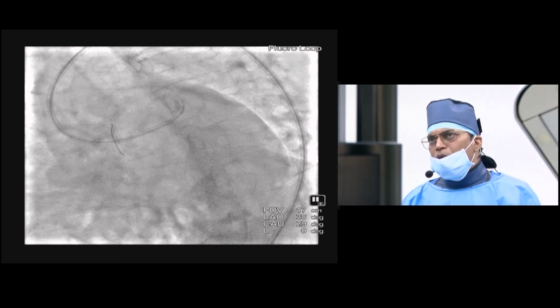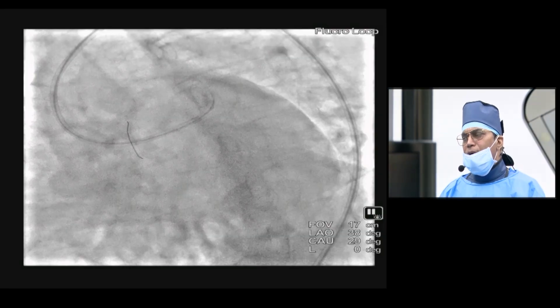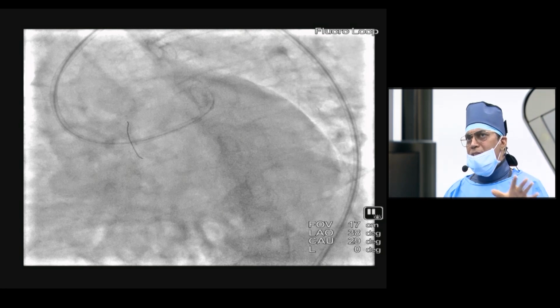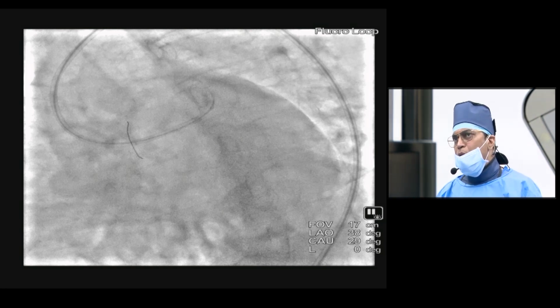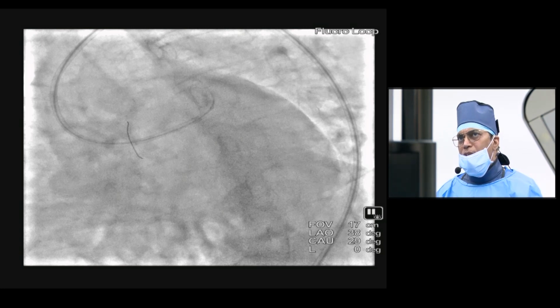Even in some reports, an almost 40-case series, they have done it even for underexpanded stents. Bench tests have shown it can be used for underexpanded stents. It can effectively modify the calcium behind the stent struts. You can remove the stent struts. You can also debulk the calcium behind the stent. That is also another advantage.